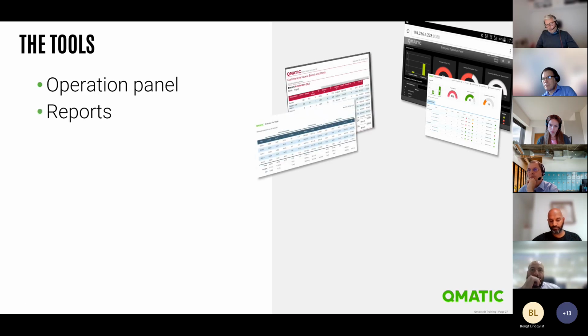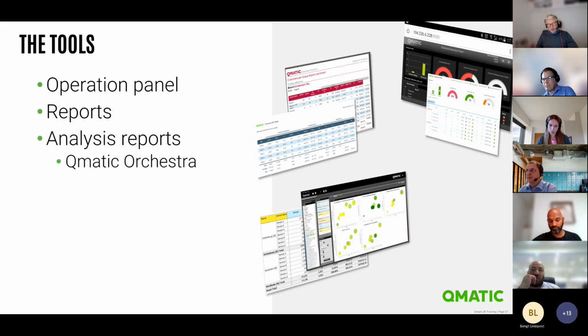Then we have what we call reports. And also there we do an exercise that we already did in some of our systems: we updated the reports to the new identity. But the report set is basically the same. And I will talk more about reports later. And then we have analysis reports, but analysis reports is only available in Qmatic Orchestra on-prem. So analysis reports is not available in managed service or Qmatic Cloud solutions.